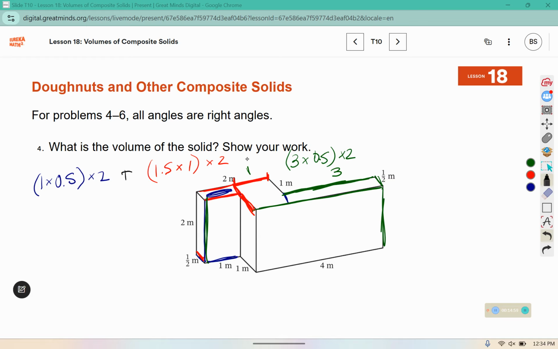To find the volume, we need to add those three sections together. Well, this blue section has a volume of 1. This red section has a volume of 3. And this green section also has a volume of 3. For a total volume of 7 meters cubed.